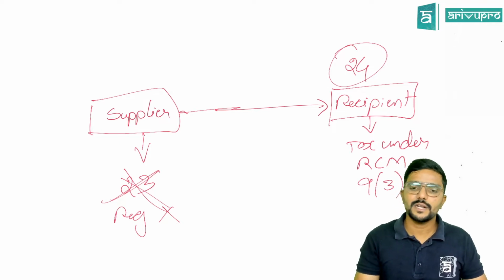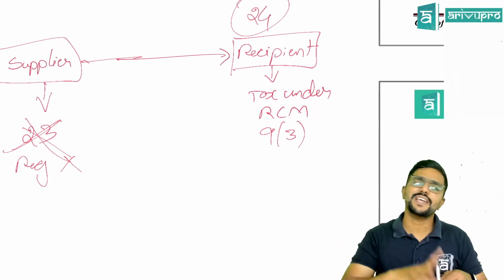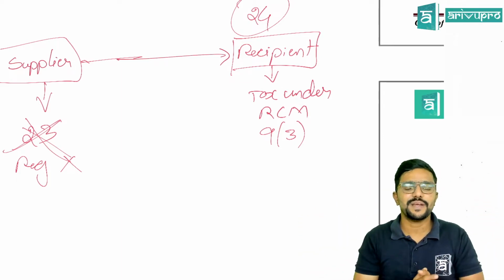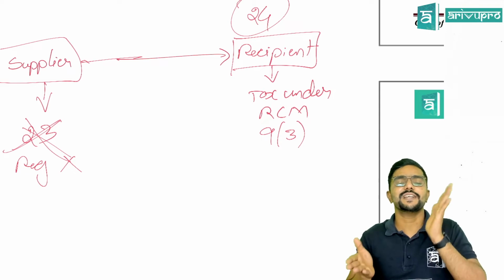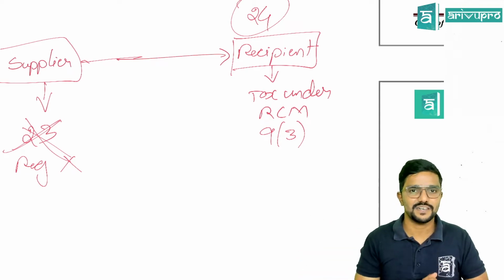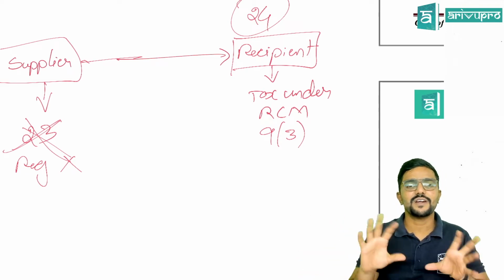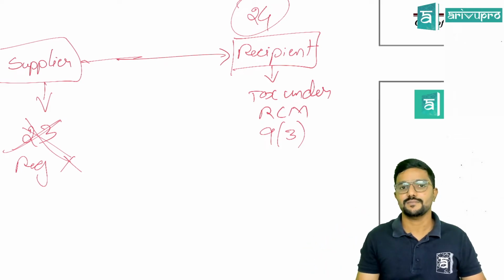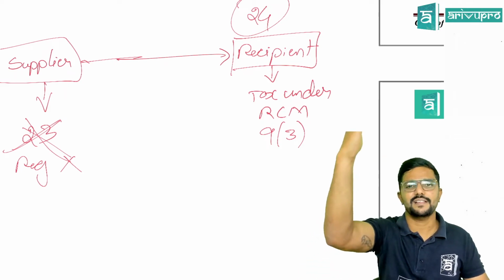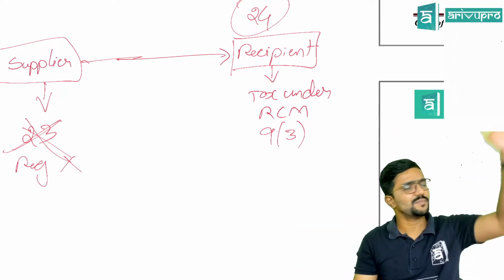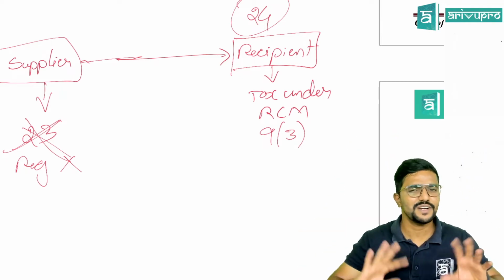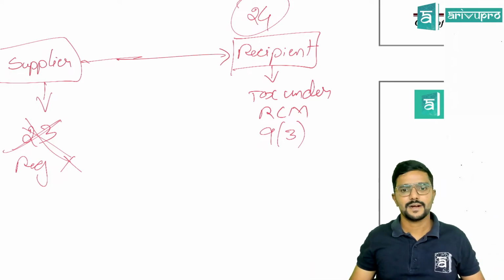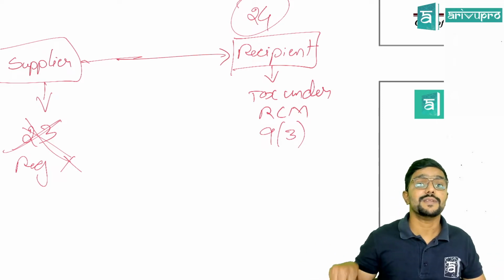Clear? Sir, what about the persons who are covered under 9(4)? 9(4) is clearly telling supply is from an unregistered person to a registered recipient. So we know that the supplier is unregistered. Recipient is registered. Clear? So here they are not talking about 9(4) RCM, because 9(4) clearly tells the recipient is registered, supplier is unregistered. So it is already known that the supplier is unregistered, recipient is registered. So they are talking about which RCM? 9(3) RCM.